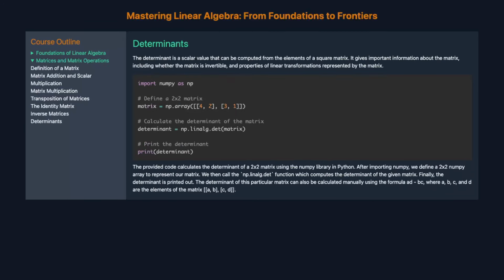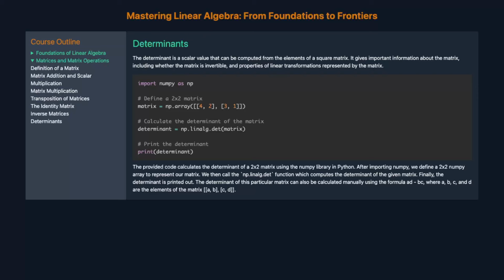Determinants. The determinant is a scalar value that can be computed from the elements of a square matrix. It gives important information about the matrix, including whether the matrix is invertible and properties of linear transformations represented by the matrix. The provided code calculates the determinant of a 2x2 matrix using the NumPy library in Python.